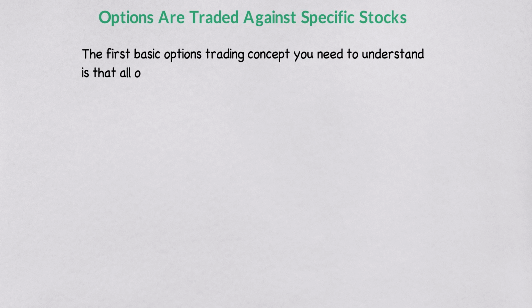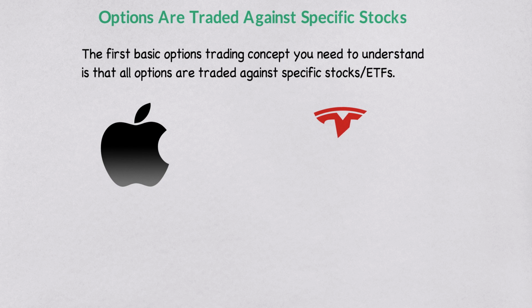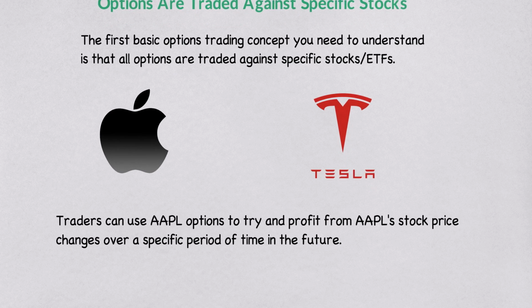Now, the first concept that you need to understand before we move on to the more specific details is that options are traded against specific stocks. So when we talk about options, we have to talk about the options of a specific stock. So for instance, Apple and Tesla both have their own options that traders use to try and profit from the future stock price movements in those specific stocks.